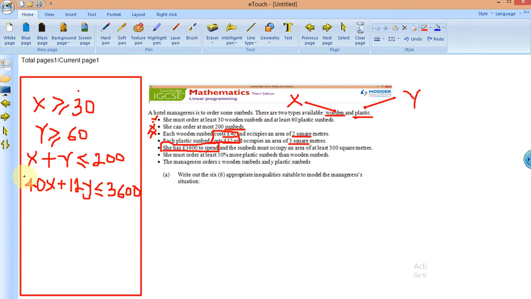Let me put this one in square bracket, because I want to rewrite this information. This is a big value and I can't represent it on an inequality graph, so it's better for me to reduce the value. So divide through by 4. Then I will have 10x plus 3y, less than or equal to 3600 divided by 4, guys. Am I correct?